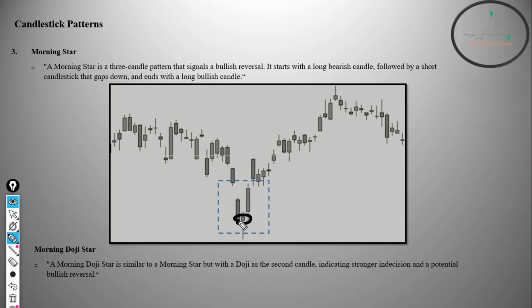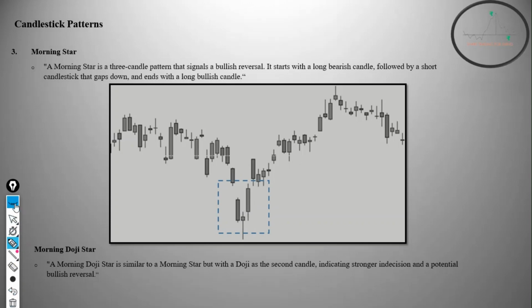But in morning doji star, the second candle has to be a doji candle, indicating stronger indecision and a potential bullish reversal. Why are we saying potential bullish reversal? Because doji means confusion. So if the next candle is not closing above this second candle, then it won't be a trend reversal. So that is morning doji star.